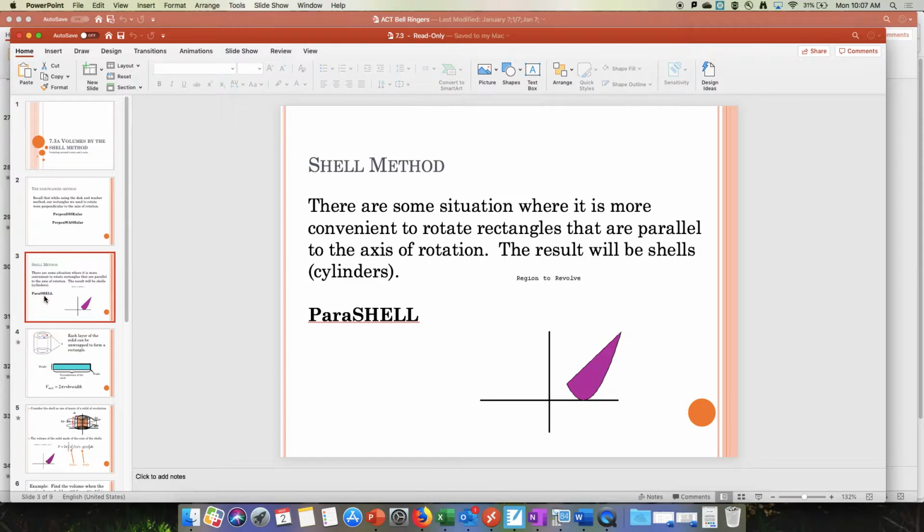Okay, I agree with you. The washer, that did it. But if you remember perpendicular, you know that disc and washer are the same.